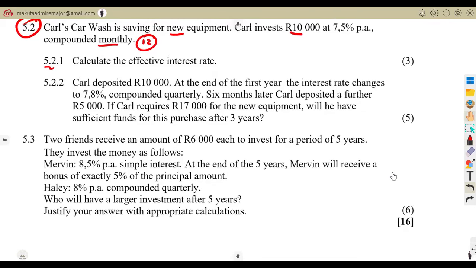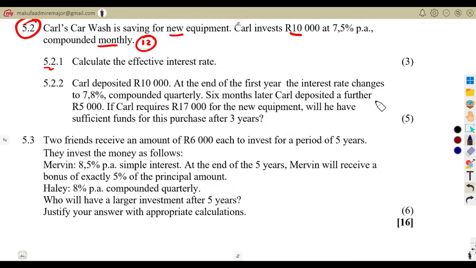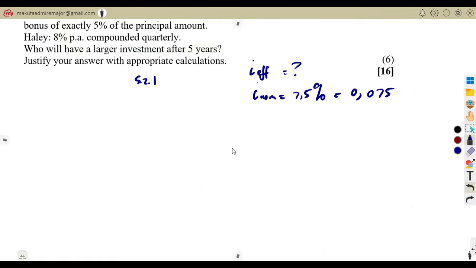All right, so guys, the effective interest rate. Remember, the one that you're given is the nominal rate. As we need the effective, that is the one that we need. And what are we given? The nominal is the one that we have, which is 7.5%, as a decimal, guys. All right, let's go back to our relationship between the effective and the nominal.